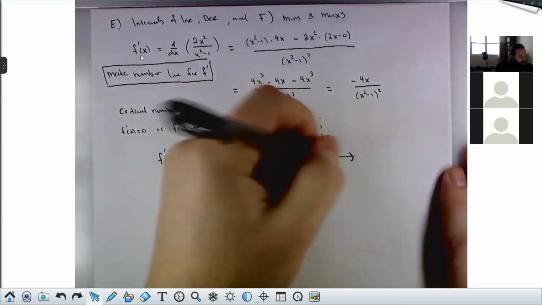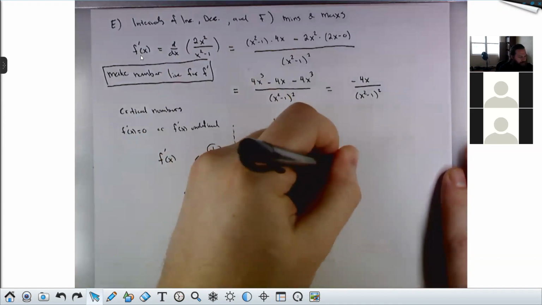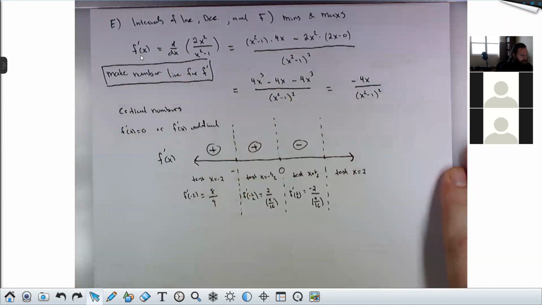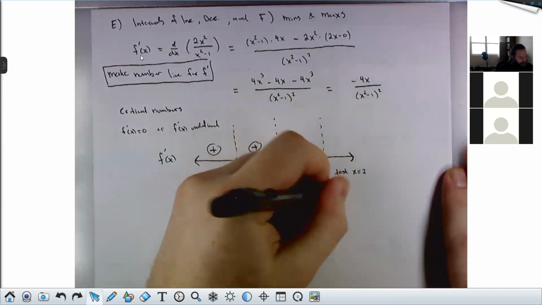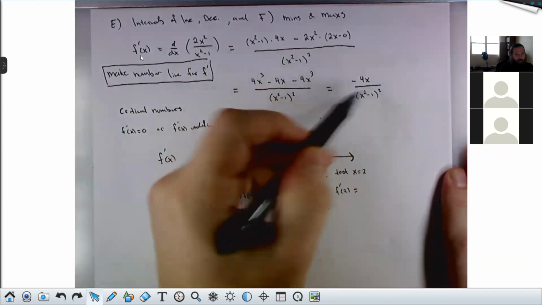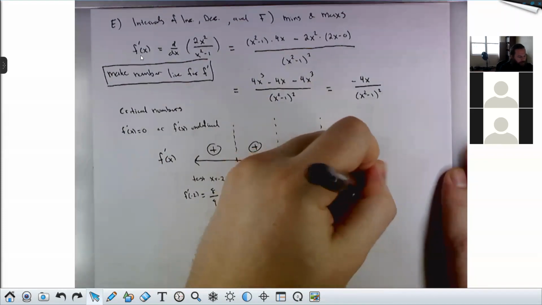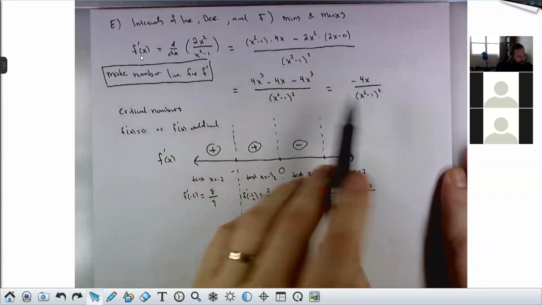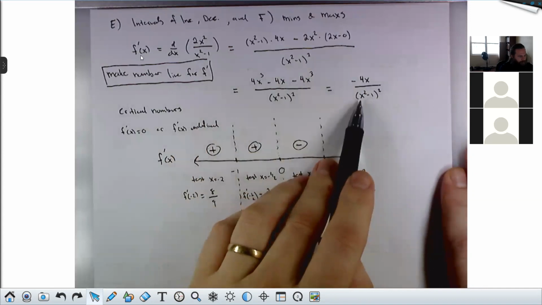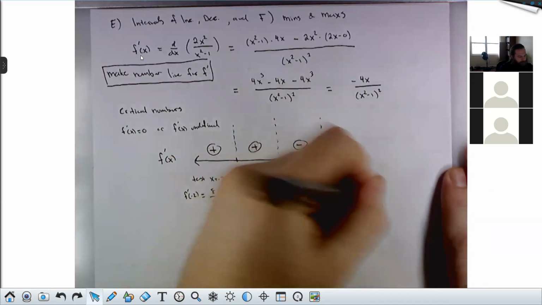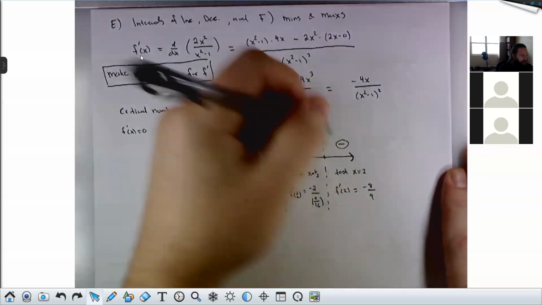And off to the right of +1 here, we could test x equals 2. F prime of 2 is -4 times 2, which is -8. And downstairs here, you'll have 2 squared is 4, minus 1 is 3, 3 squared is 9. So this is -8, and it's negative here.